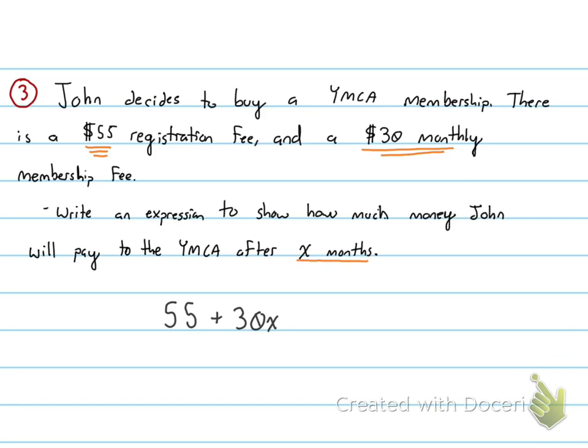If he's only a member for 1 month, it would be 55 plus 30 times 1, so $85. If he stays another month as a member, it would be plus 30 again, so 55 plus 30 times 2, and so on and so forth. Since the length of time that he's a member is our unknown quantity, that's why we have an x there. So finally, that expression, 55 plus 30x, would represent how much money John's going to spend at the Y after being a member for x months.